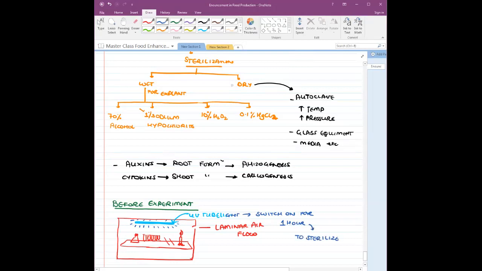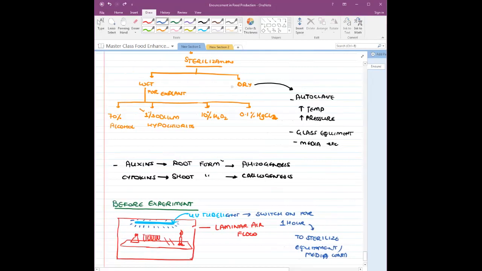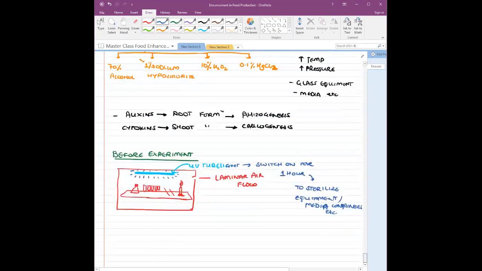One hour to sterilize equipment, media, containers, etc. So all this equipment, you are going to keep in this. You switch this on for 1 hour, and after 1 hour, switch off, and then you can start with your experiment.